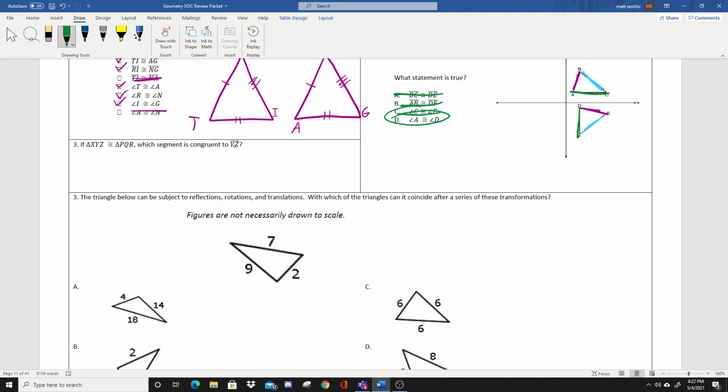If these two triangles are congruent, which segment is congruent to YZ? So look how they're ordered. Y is the second letter, Z is the third. So then QR would be the one that's congruent.